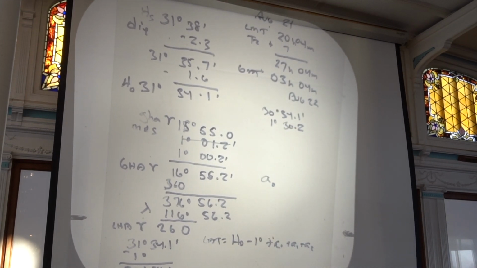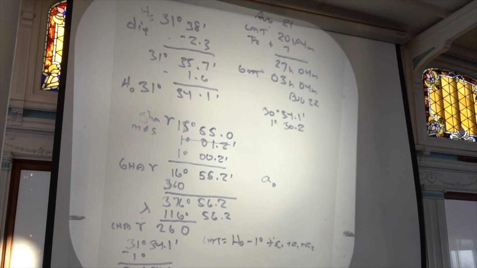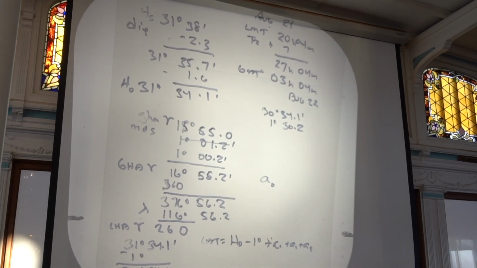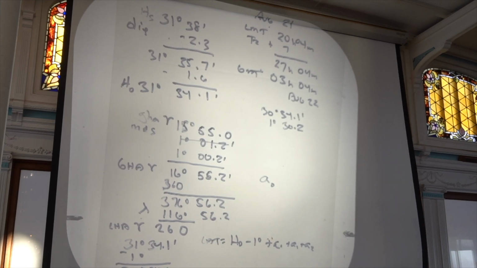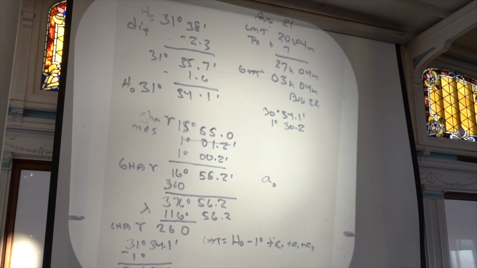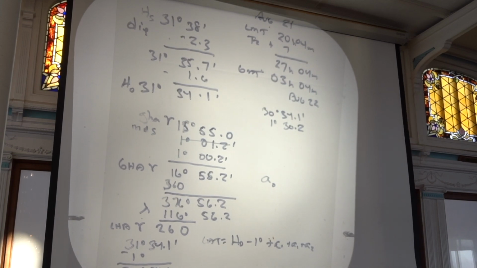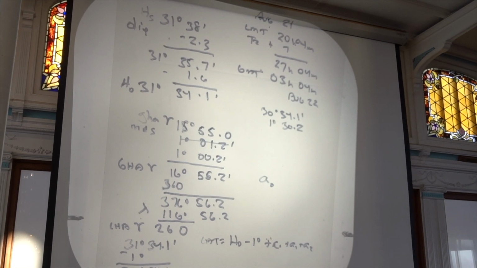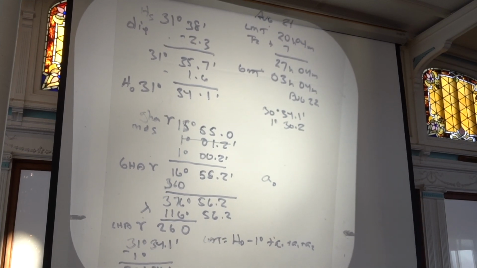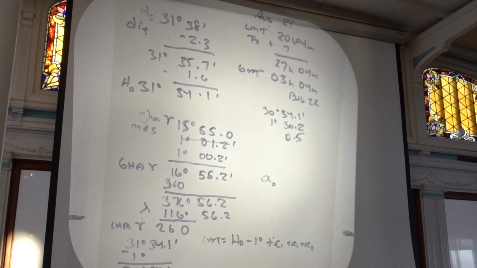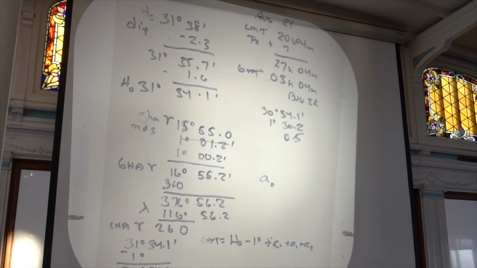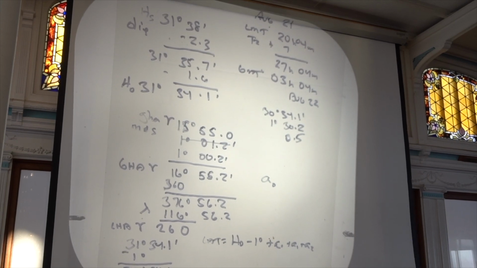Well, A sub 1, we stay in the same column as A sub 0, and we drop down to the next section where it has our closest latitude. And our closest latitude is probably 30 degrees. And at 30 degrees, that gives us in the same column an A sub 1 of half a minute, 0.5 minutes. Okay? So we add 0.5 to that.